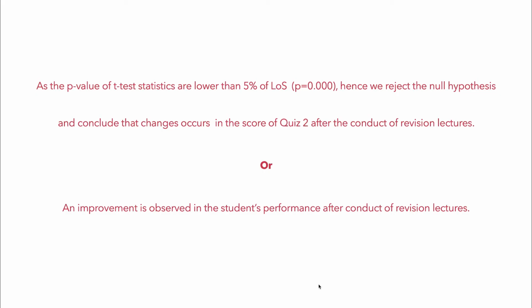The results would be reported like this. As the p-value of the t-test statistics is lower than 5% level of significance, that is p is equal to 0.000, which is below the level of significance, hence, we reject the null hypothesis and conclude that changes occur in the score of quiz 2 after the conduct of revision lectures. Or putting it into simpler terms, an improvement is observed in the students' performance after the conduct of revision or extra lectures.